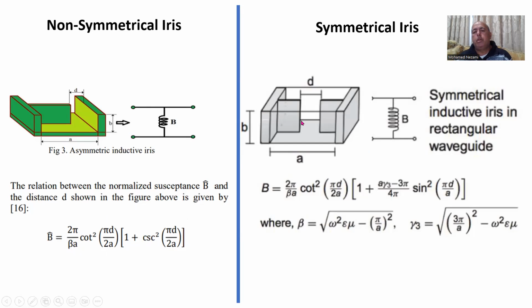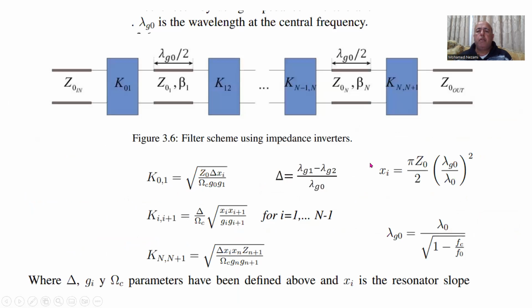For the symmetrical case, it's very similar. These two equations, a lot of people program in MATLAB and then compute the values. So the filter synthesis starts out like this. Again, we have a half wavelength cavity in here, and on each side we have an impedance inverter. From those you can now define the inverters.